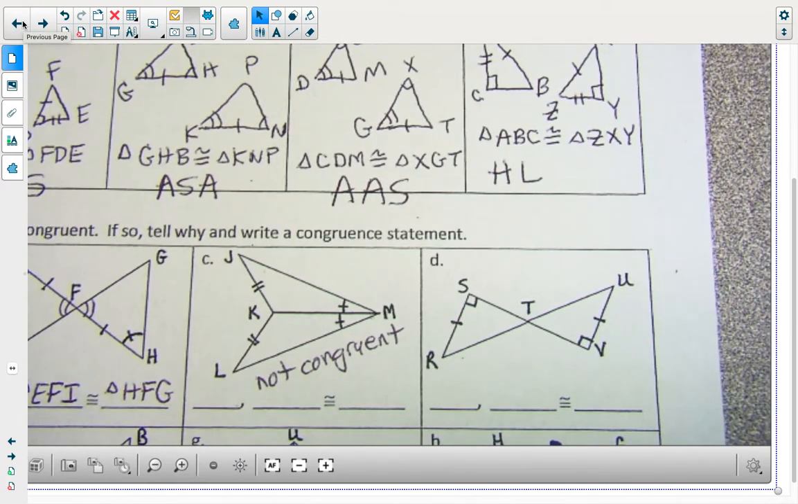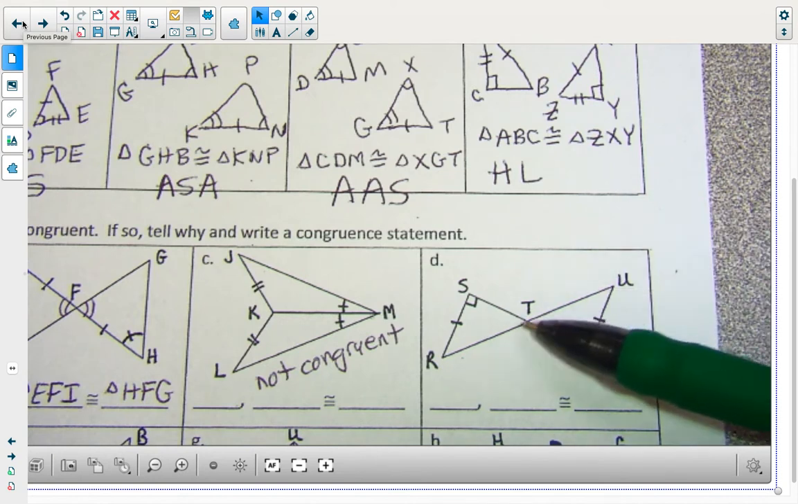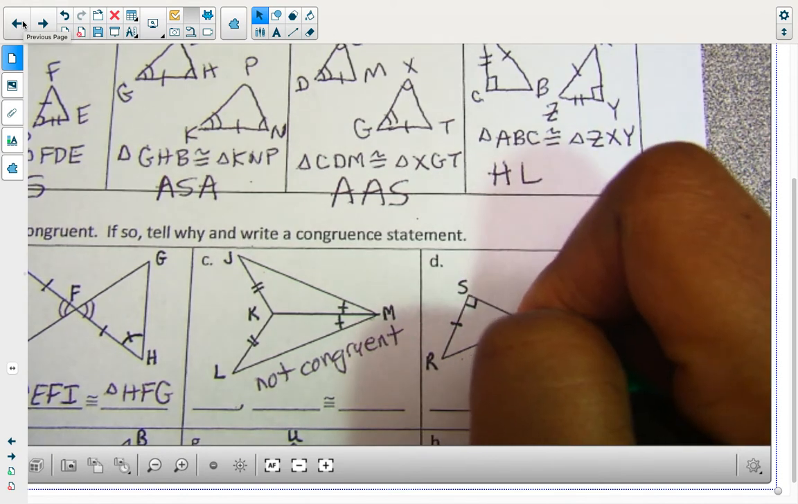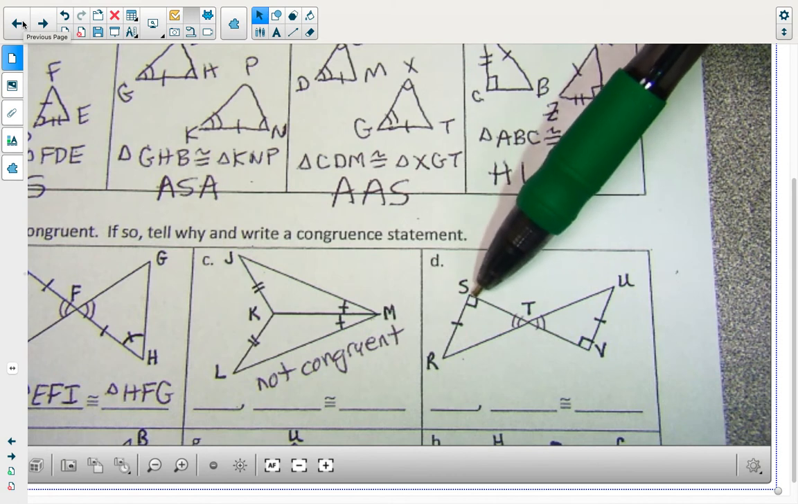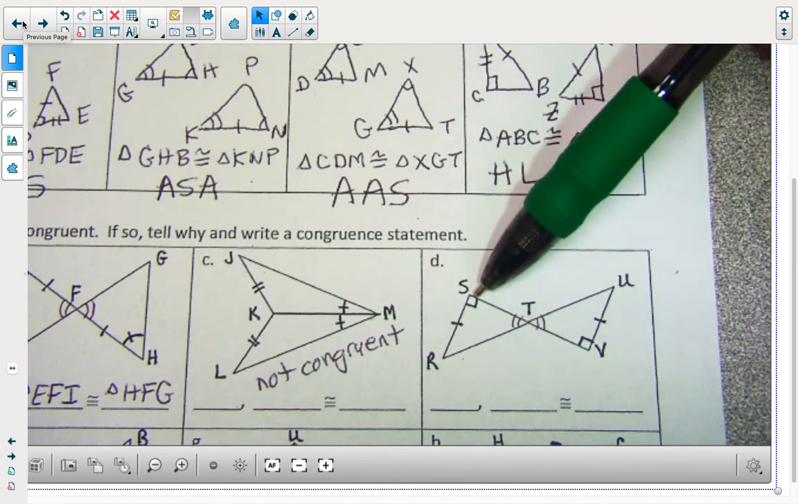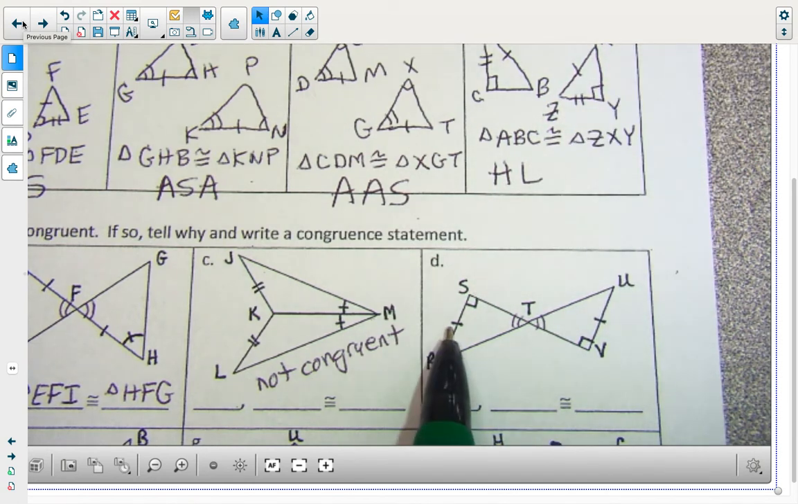2D, I got RST and UVT. So looking here, I see that we share an angle. So I see these are vertical angles, so I can label those. So those are vertical angles that I can label. I see that they also have a right angle. And I also see that they have a side.